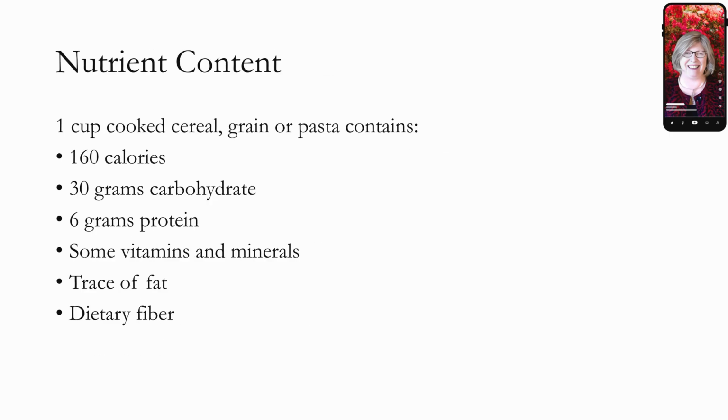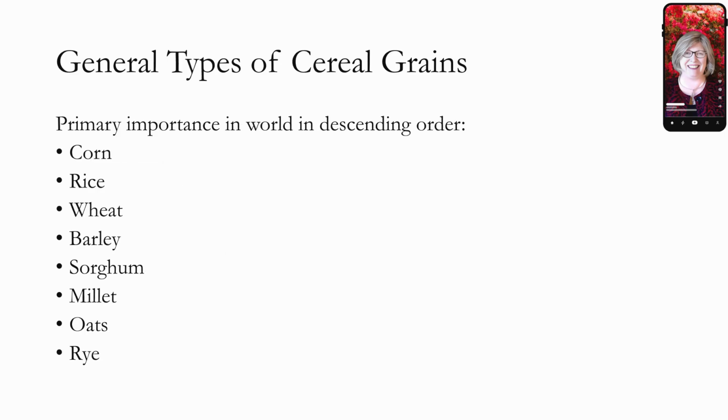The nutrient content of grains, in general: a cup of cooked cereal, pasta, or grain contains approximately 160 calories, 30 grams of carbohydrate, 6 grams of protein, some vitamins and minerals, and a trace of fat, as well as dietary fiber. Now, as far as the fiber content, that will depend on the level of processing.